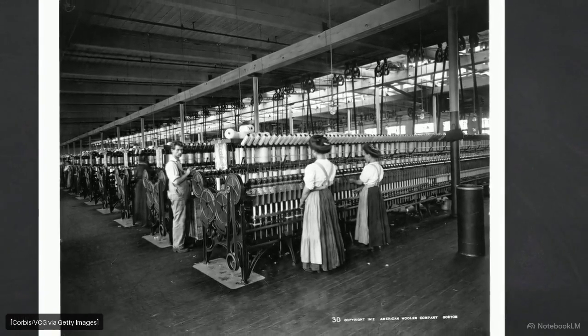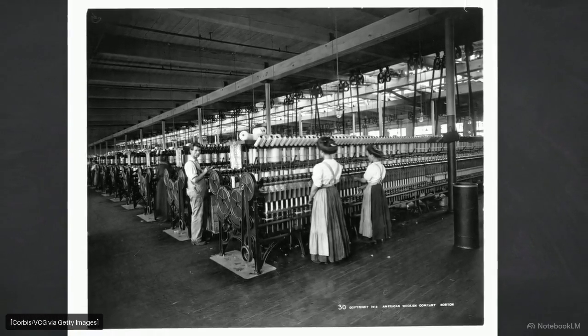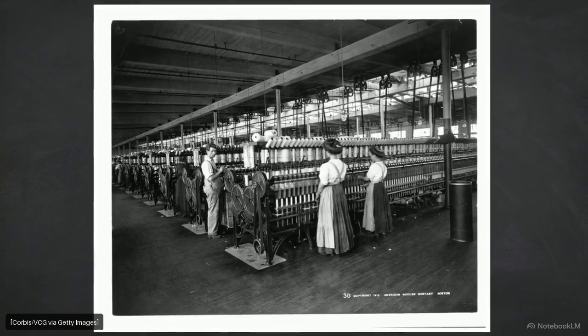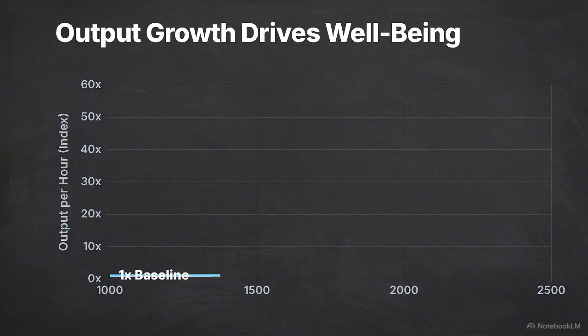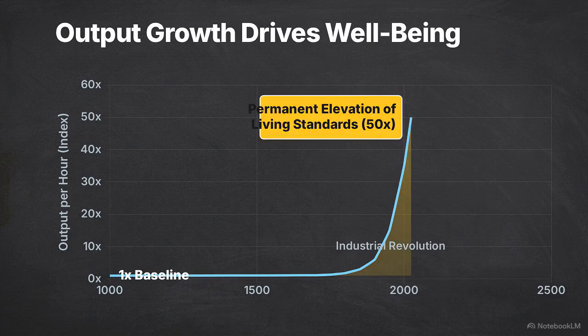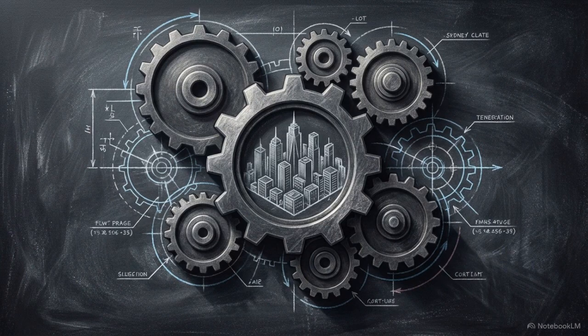In economic terms, productivity is defined as the amount of output produced per hour of work. When output per hour began to rise, it permanently elevated the economic well-being and living standards of people throughout the world. To understand our modern world, we must identify the specific mechanisms that triggered this historical explosion in productivity.